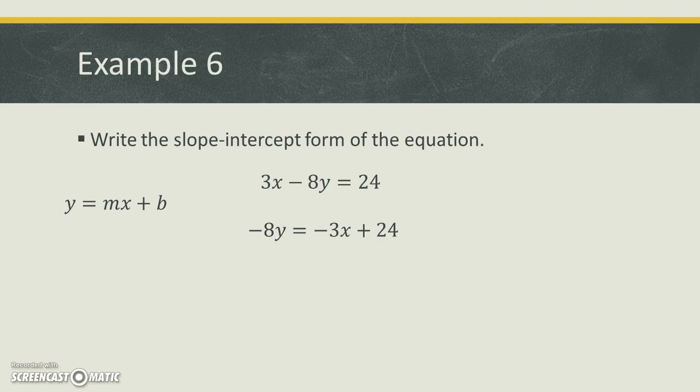Now to get y by itself, we divide by -8. This will become a fraction. -3 over -8 is allowed. Right? Leave it as a fraction. However, negative over a negative makes a positive. So it becomes 3 over 8 x. And then 24 divided by -8 is -3. So it becomes 3/8 x minus 3.